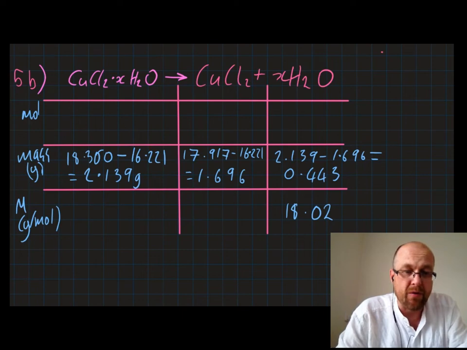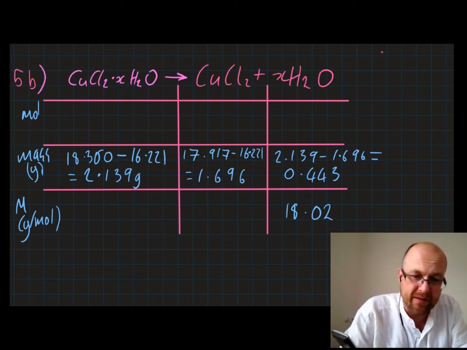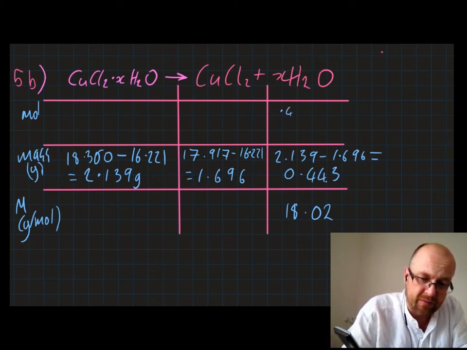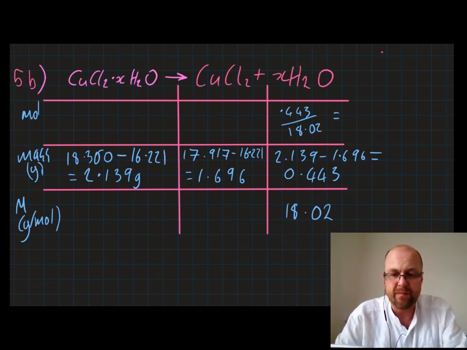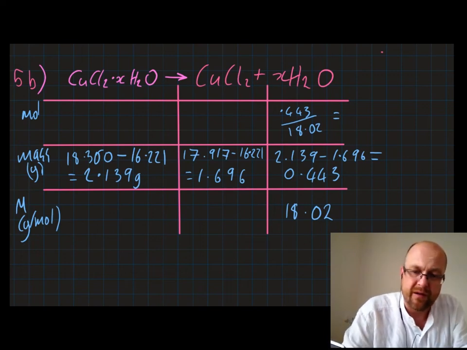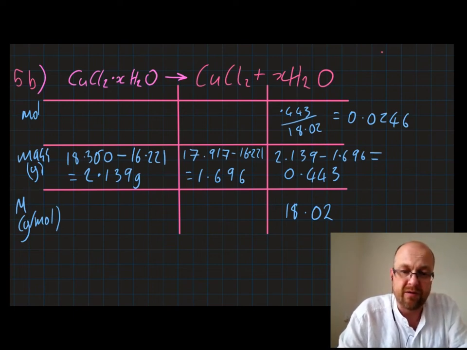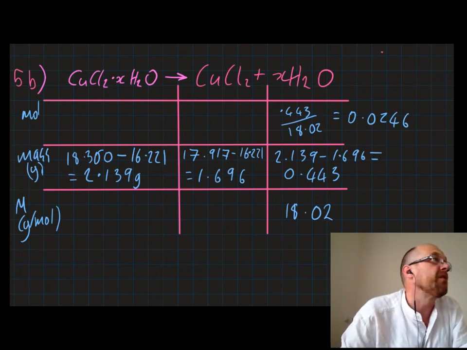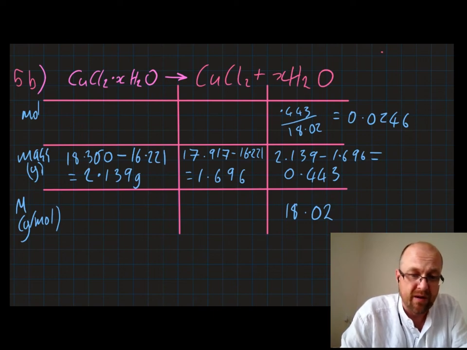All right. I can work out the moles. Don't forget, moles is mass over molar mass. So the moles of water is 0.443 divided by 18.02. So that's going to give me 0.0246. That's to 3 sig figs. Those sig figs aren't mentioned in the question.